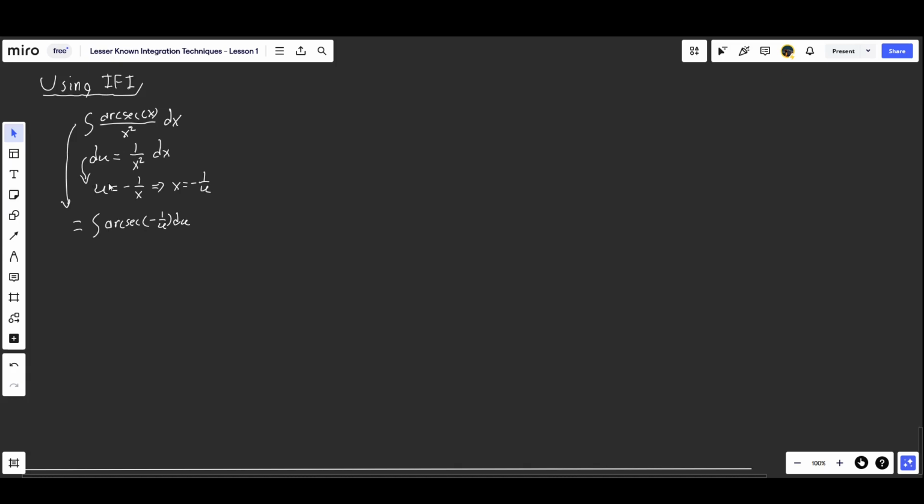Instead of letting u be equal to something, I'm going to let du be equal to 1 over x squared dx. So when you plug this in, it would just be left with du. Now, integrating this indefinitely, we'll see that u is equal to negative 1 over x, and solving for x will be equal to negative 1 over u. So plugging this in, we now have a much nicer integrand to take the inverse of, the arcsecant of negative 1 over u.